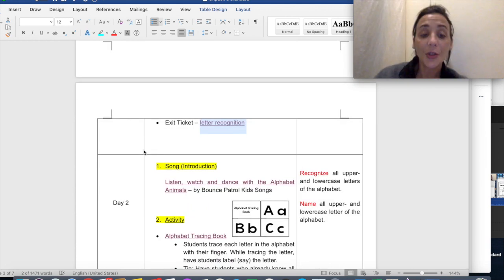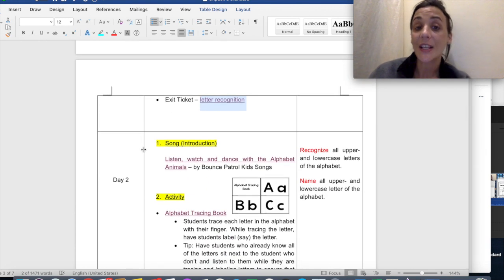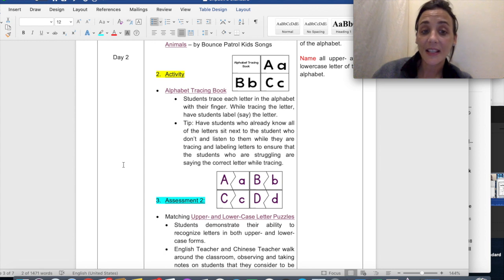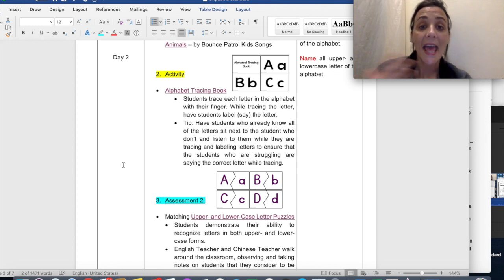Continuing to day 2, I will once again start my class with a song. This time we would listen, watch, and dance with the alphabet animals. Secondly, I would give an activity. This time it's an alphabet tracing book. The students have to use their fingers and trace the letters, and as they trace, they have to say capital A, lowercase a. All the students have to finish the book, and the stronger students would be paired with the students who are struggling, to help and assist them as they are reading, so they would serve as a little teacher.